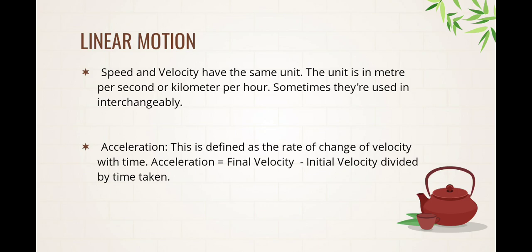Then the next thing we should know under linear motion is acceleration. Acceleration is defined as the rate of change of velocity. Acceleration is equal to final velocity minus initial velocity over time. The unit of acceleration is meters per second squared. So don't let us forget: the unit of speed is meters per second, the unit of velocity is meters per second, but the unit of acceleration is meters per second squared. So let's move forward.